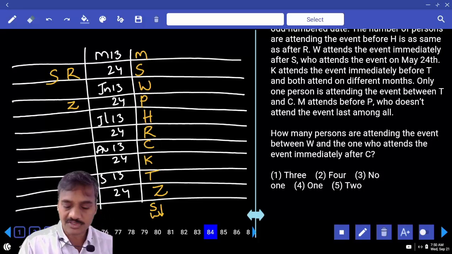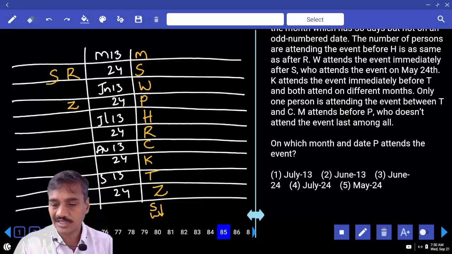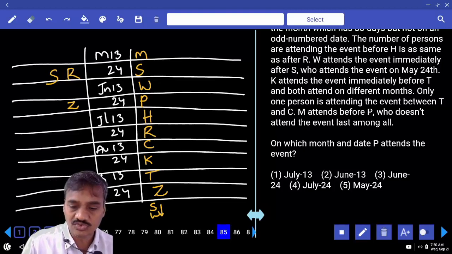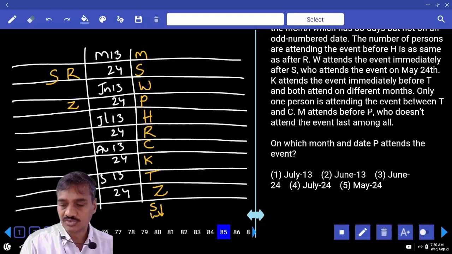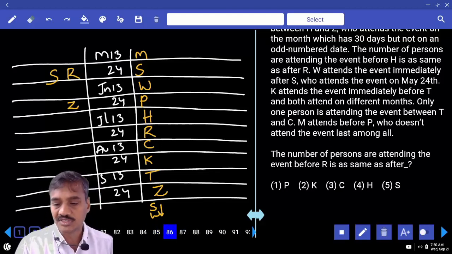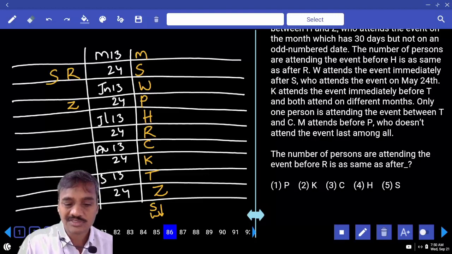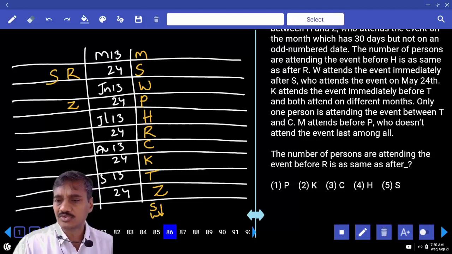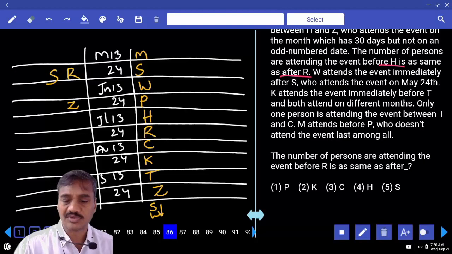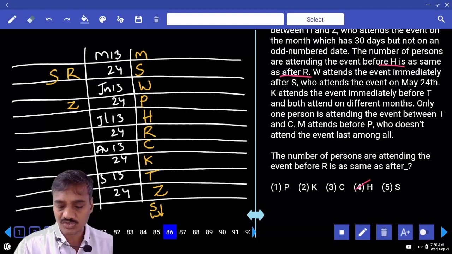Then next one, 85. On which date and month does P attend the event? P attends the event on June 24th, that is choice 3, 85. And the number of persons attending the event before R is the same as after whom? Same as after H, as the condition given above. The number of persons before H is same as after R and after H, choice 4.